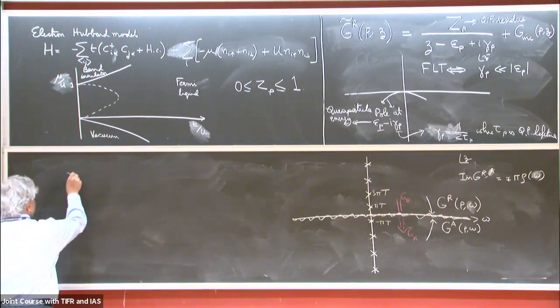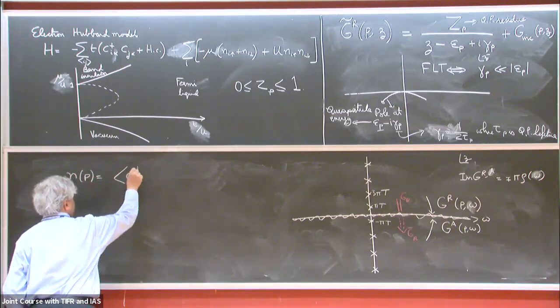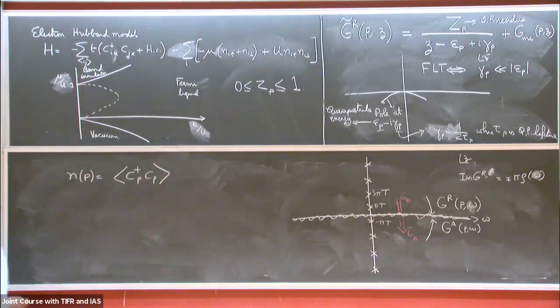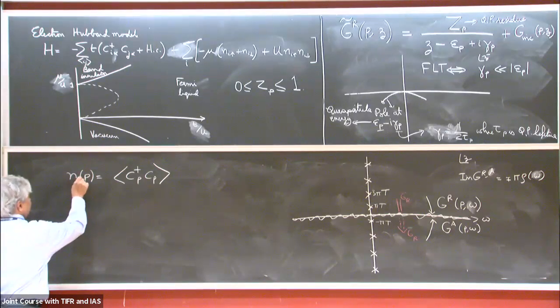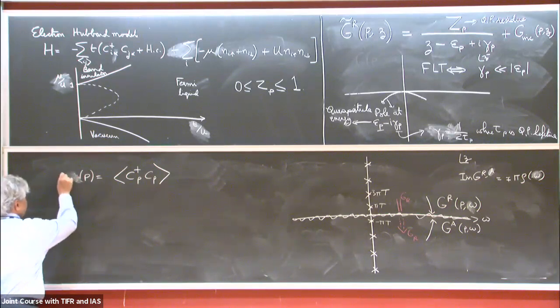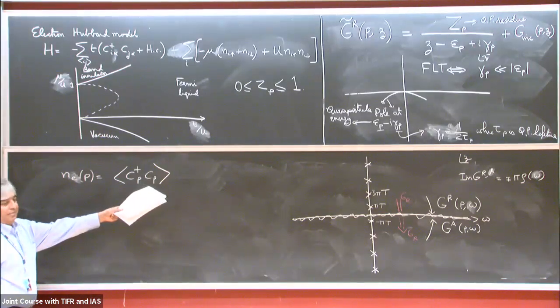So measure N of P, which is just the following quantity, C dagger P, Cp. Just the number of bare electrons, and let me call it NE of P, to distinguish from the function that I had earlier, which was N0 of P. So I'm going to measure NE of P in an interacting electron gas, where these are bare electrons.